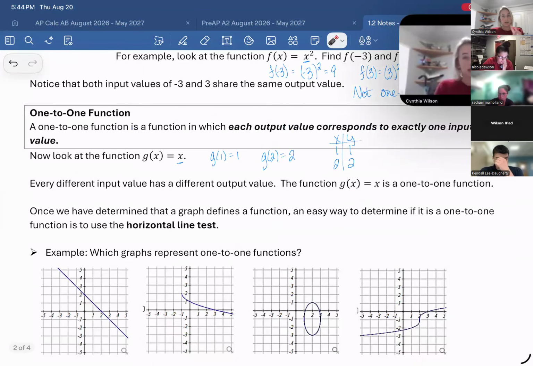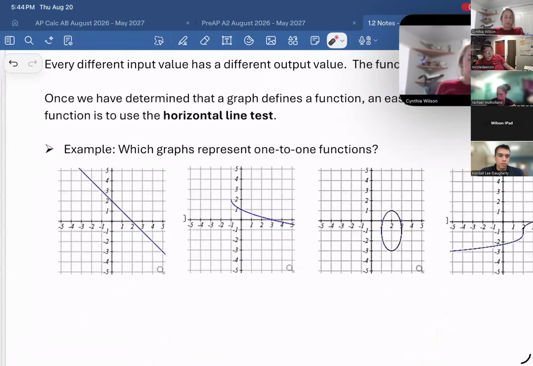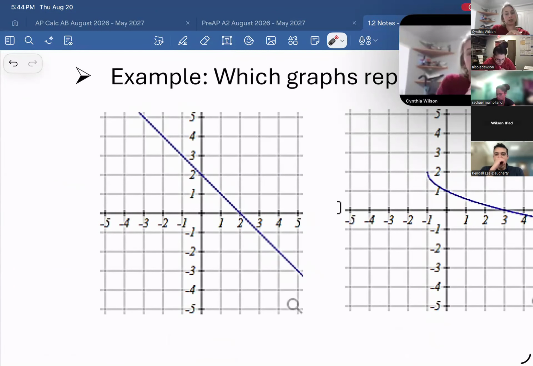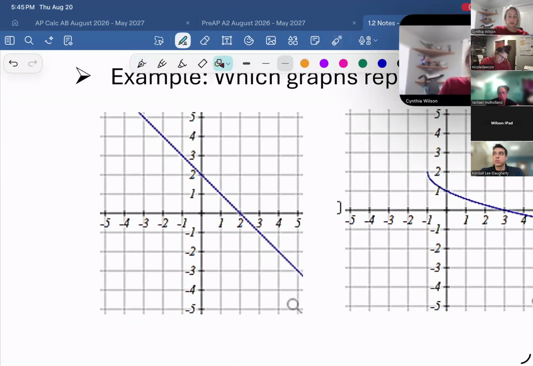So that brings us into our second test, which is the horizontal line test. It has to pass the vertical for it to be a function, and then for one-to-one, it has to pass horizontal. So let's look at this first one real quick. The first thing I want to check is, is it a function to begin with? If it's not a function, then one-to-one doesn't matter. So I'm checking for the vertical line test. Is this one going to pass the vertical line test?